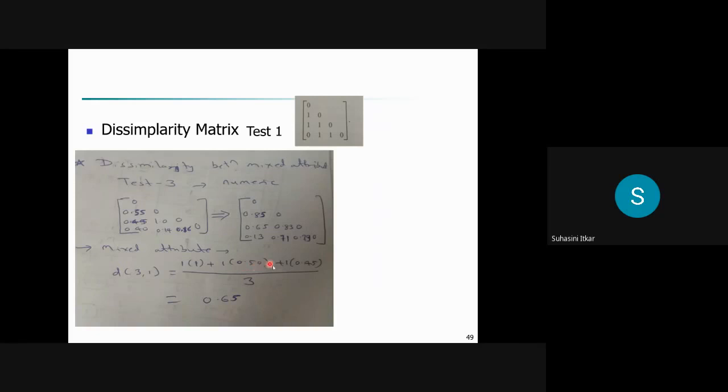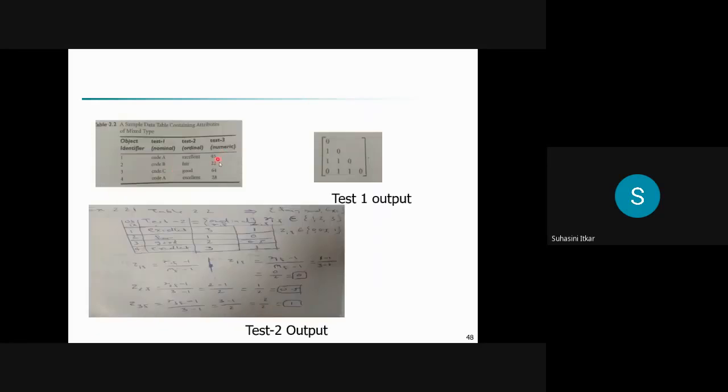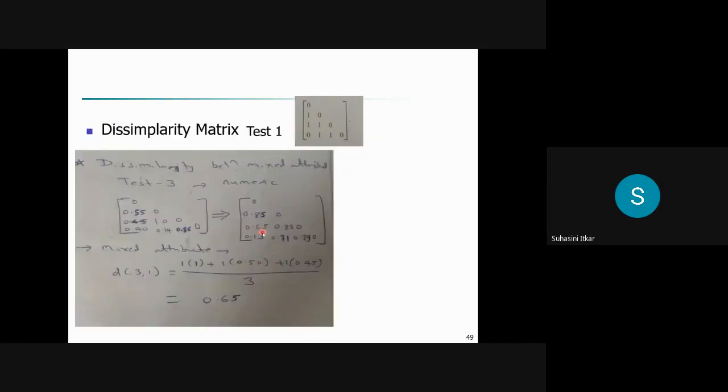And then the third type of attribute is the numeric attribute. Here we have calculated the dissimilarity matrix for object 3 and object 1. So for the values 64 and 45, this is the value of the test 3 output, where the answer is 0.45. So here we have considered 0.45 multiplied by 1.